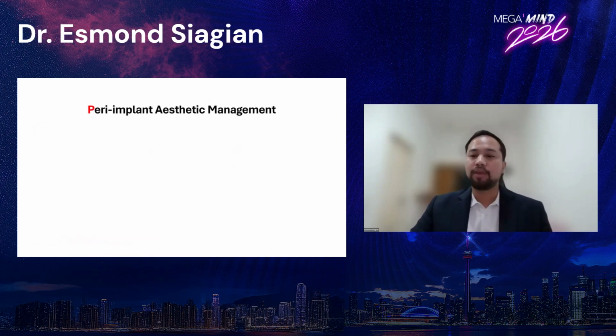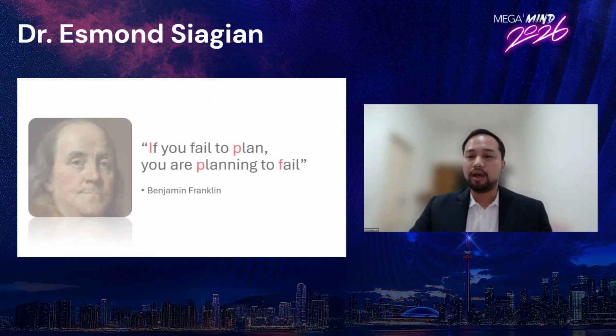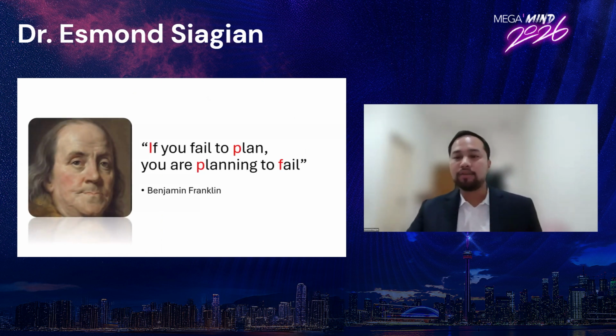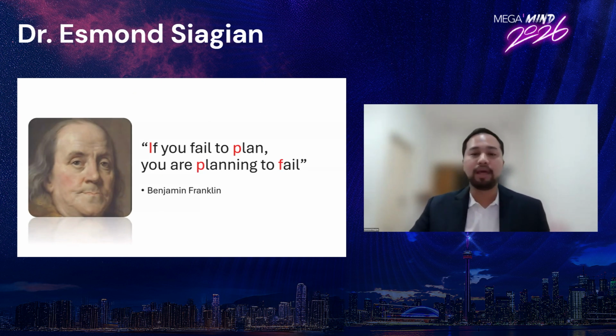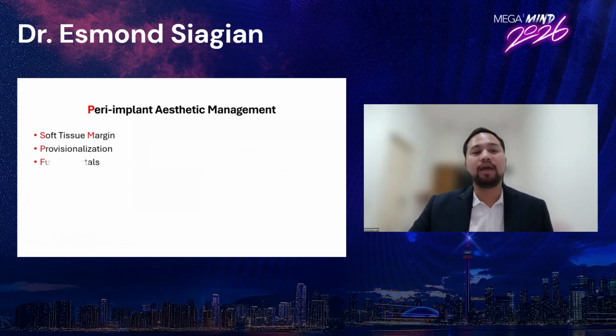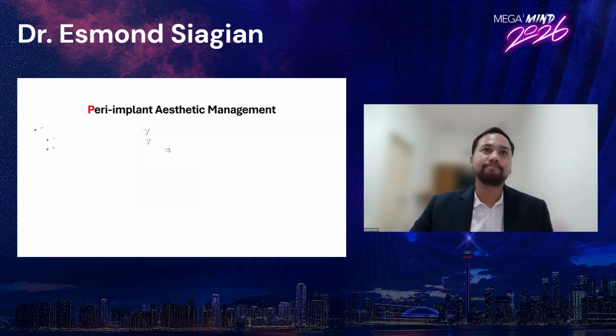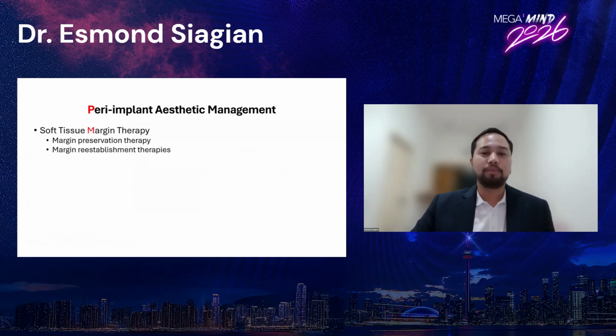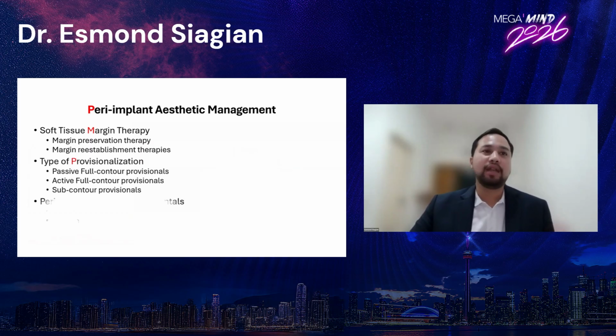And today I want to share my thoughts and story on how I developed the strategy and got a more predictable and stable outcome. I will discuss three main topics today: the soft tissue margin, provisionalization, and the fundamentals. The first is the soft tissue margin therapy. The second, the provisionalization, would be the type of provisionalization that we will use. And the last one is the perio-prosthodontic fundamentals.